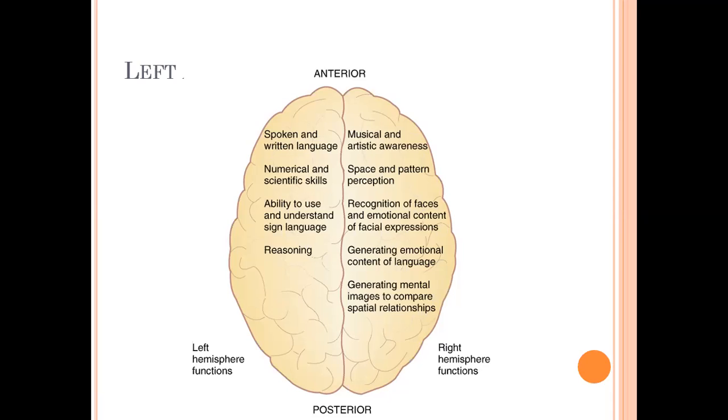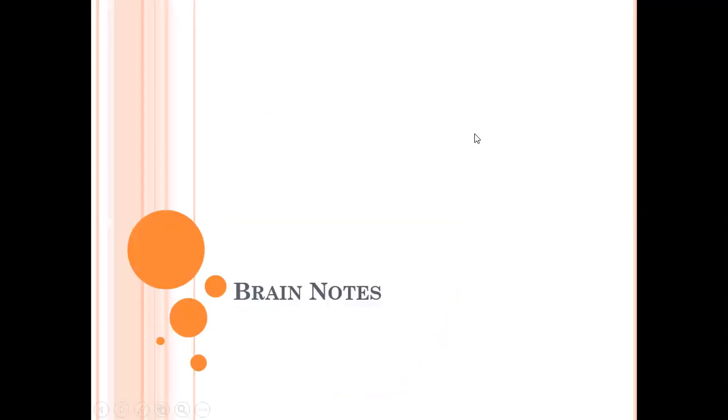People can tend to be more left-brained or more right-brained. And if you wanted to, you could look up a quiz online to see which you are more of, left or right. And it is possible that some people are equal in both. So left brain and right brain. All right, brain notes. Here we go.